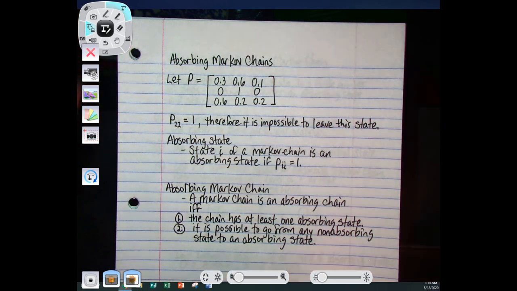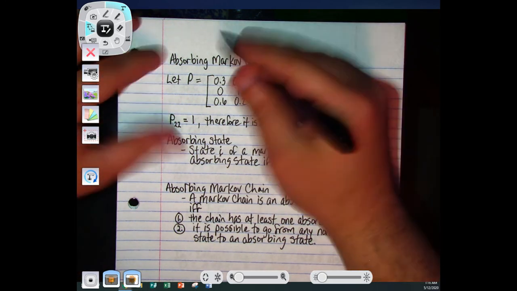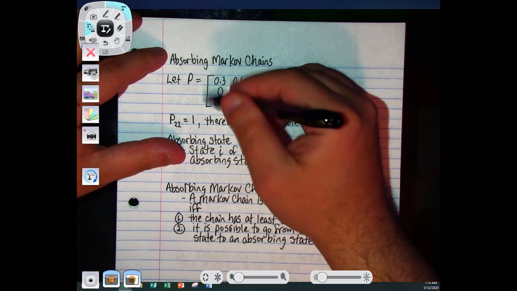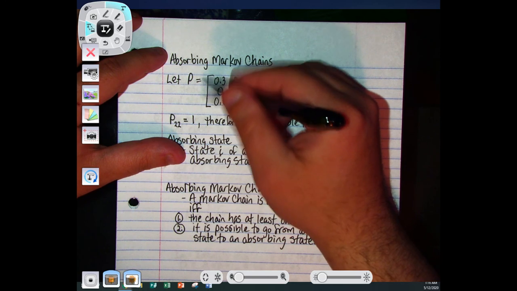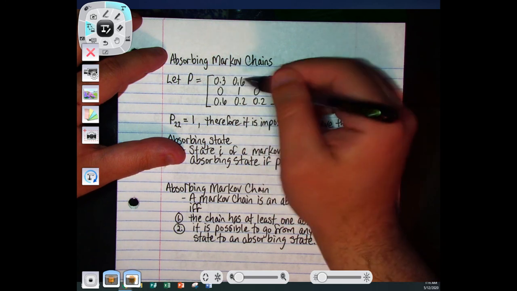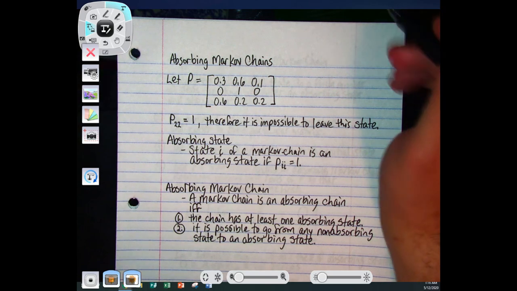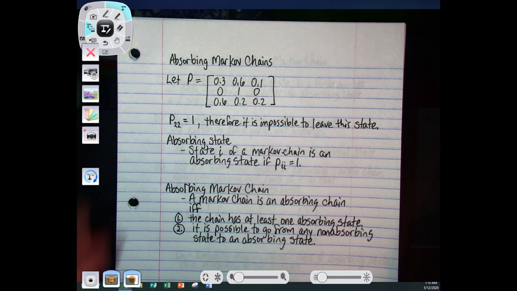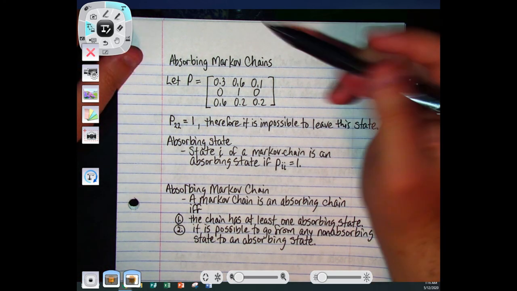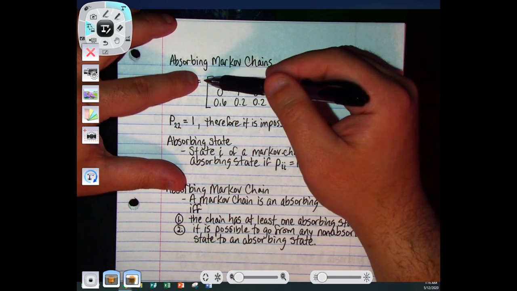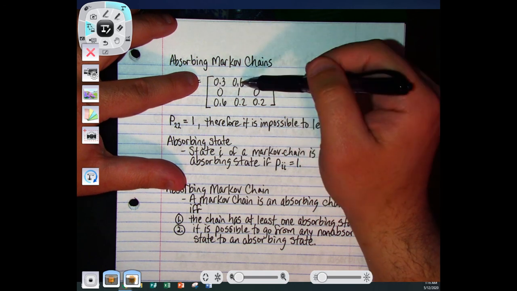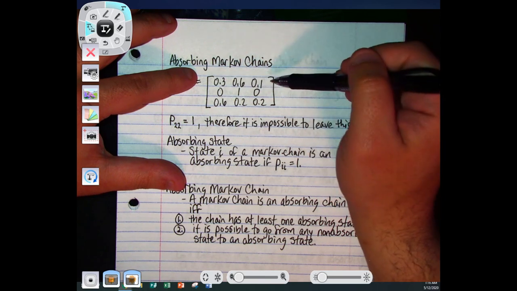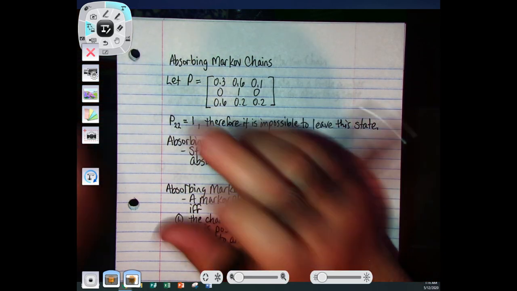So, remember that in a transition matrix, each of these rows and each of these columns represents a state. The rows represent the state that we're starting in. The columns represent the state that we're transitioning to. And these represent the probabilities of transitioning to that particular state. So for example, if I'm in state 1, the probability of transitioning to state 2 is 0.6. The probability of transitioning to state 3 is 0.1.